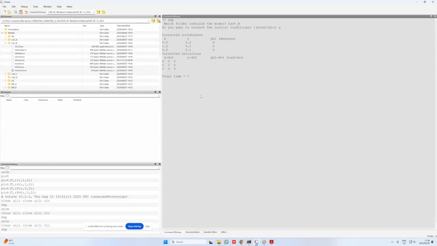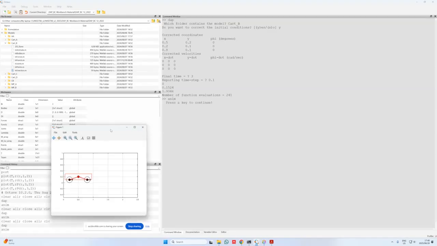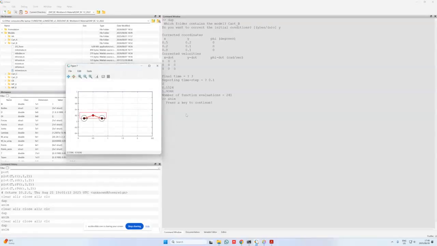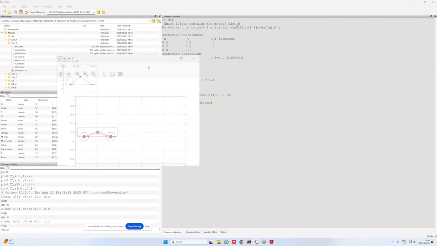Then for the final time, I can now do 3 seconds. So I'm going to go beyond the 2-second threshold that was specified and see what happens to the actual angular velocity in this case. And for the reporting time step, I'm going to use a 0.1 second time step just to make the animation a bit faster. If I type in anim, I can see that all of the systems are well connected. So I can now go and run the actual dynamic simulation.